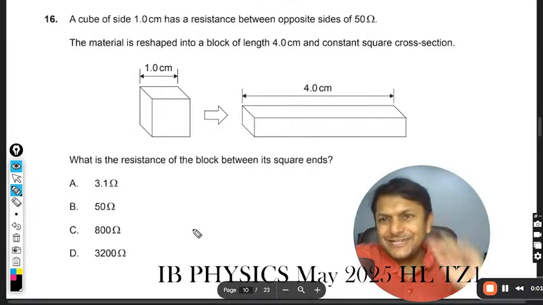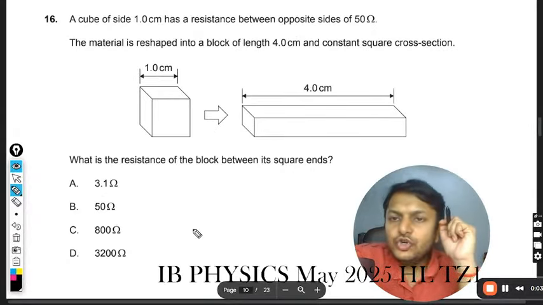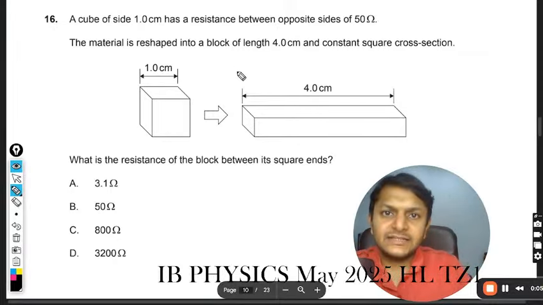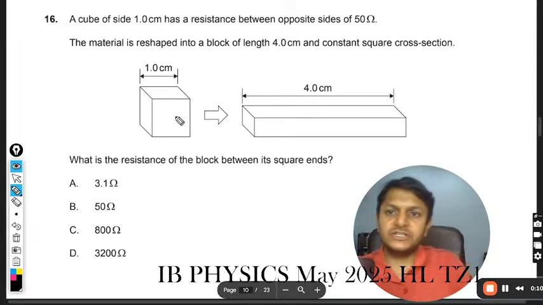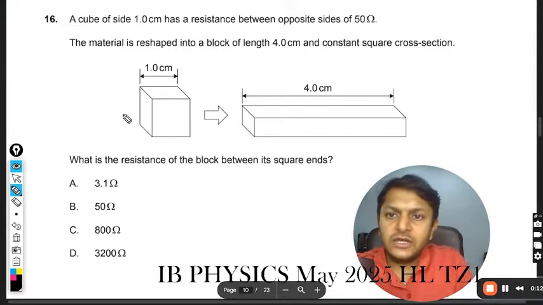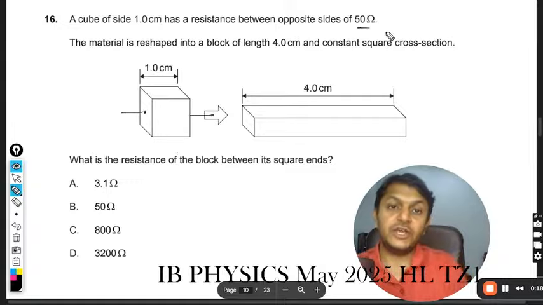Okay, dear student, let's see what is there in this question. A cube of side 1 centimeter has a resistance between the opposite sides as 50 ohms. So this is the cube here, and you can just imagine passing the current in the two opposite sides here, and the resistance is given as 50 ohm here.